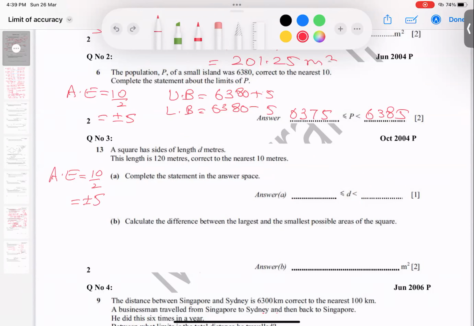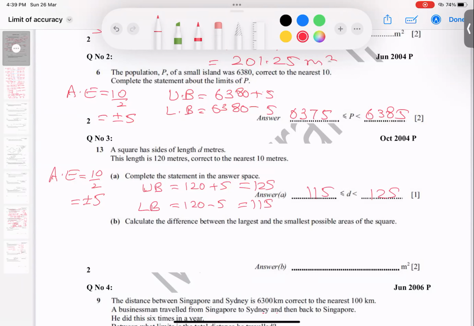So it's not a hard job. Upper bound, UB, and lower bound, LB. Upper bound of 120 means 120 plus 5. Lower bound means 120 minus 5. I got 125 and I got 115. I hope this is okay. So I am writing here 125 and here 115. So these are the upper bound and lower bound in meters.